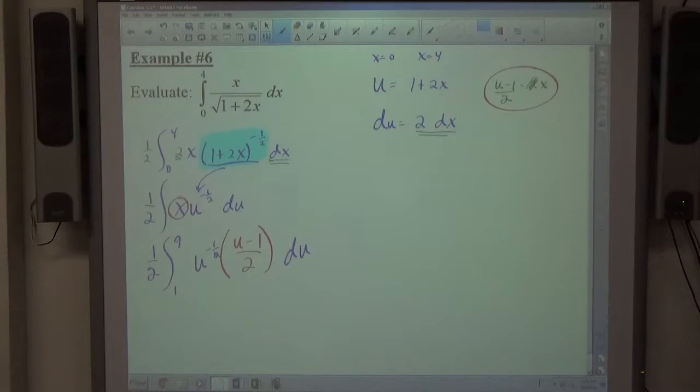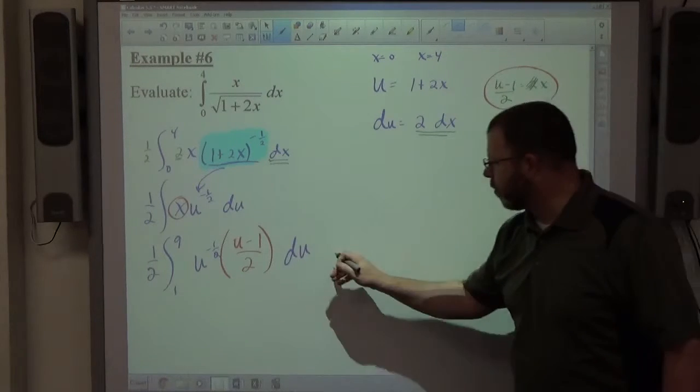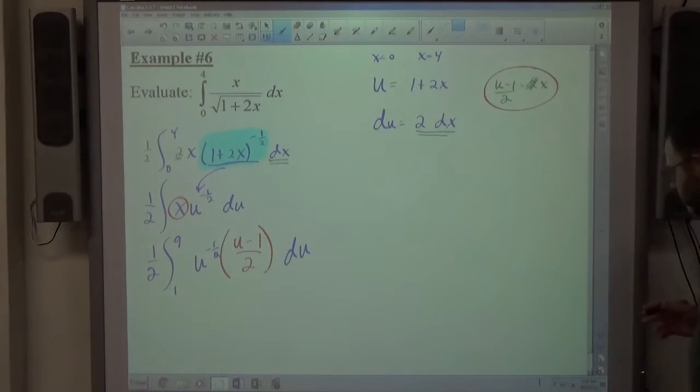That has the same answer as the original problem. And again, it doesn't look any prettier. We've got a negative half power, we've got fractions, just a big mess. So let's clean this up a little bit and see if we can make this into something more manageable. Our board is turned off here.